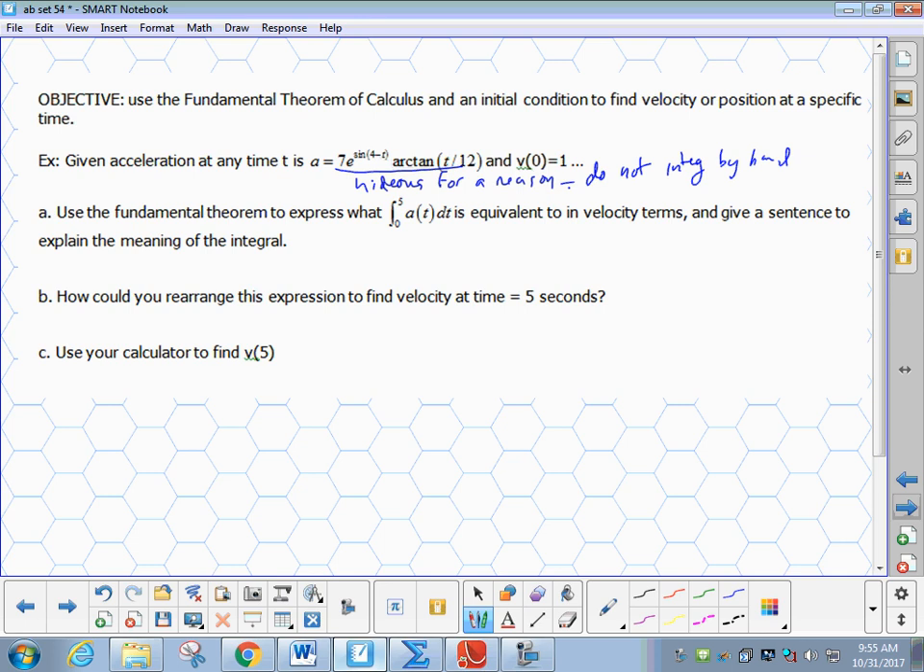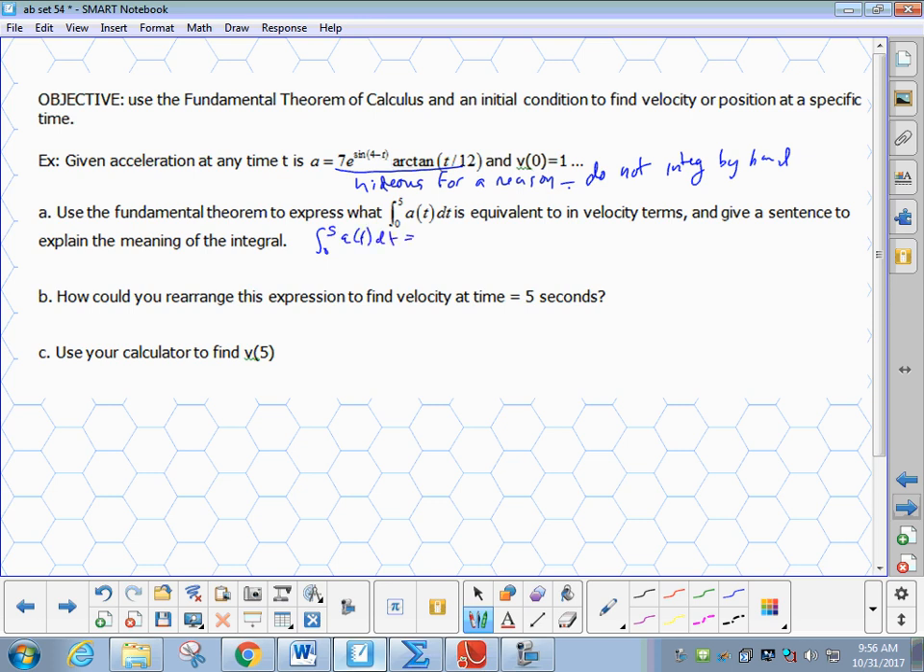So keep in mind that you're going to go at this from a little different angle. You can't find the antiderivative. You're going to ask the calculator to make a ton of little rectangle area calculations instead of actually integrating. So here's what I'm getting at. Use the fundamental theorem of calculus, which is basically the idea of what happens when you do a definite integral, an area under a curve, to explain what this is equivalent to in velocity terms, and then the meaning of this integral. Well, the fundamental theorem of calculus says you do two things.